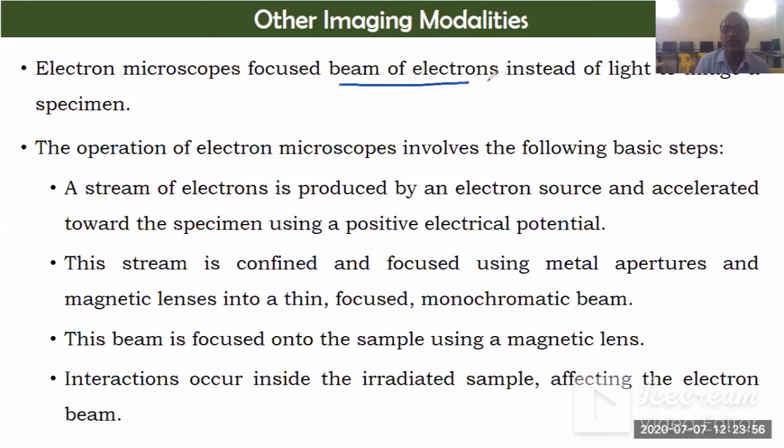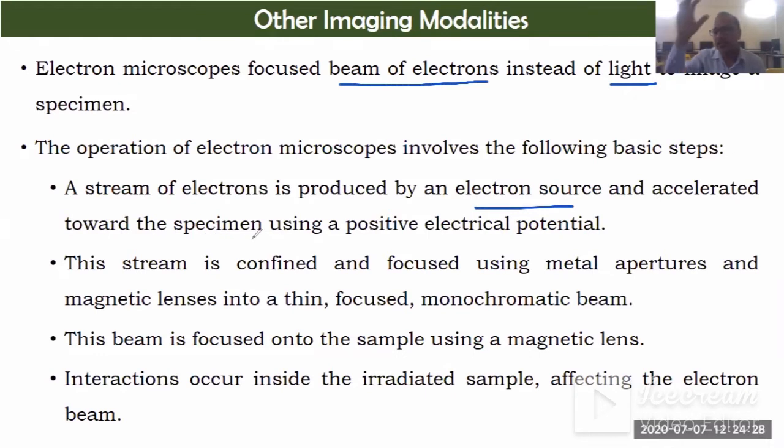So a beam of electrons is sent instead of light or sound waves. The operation of an electron microscope is as follows. A stream of electrons is produced by an electron source and accelerated towards the specimen using a positive electrical potential. The source sends the electrons to the receiving end.